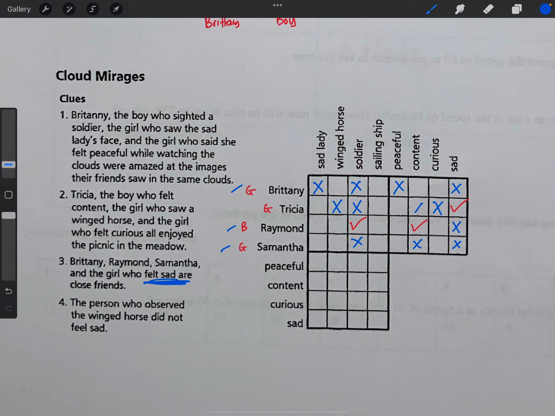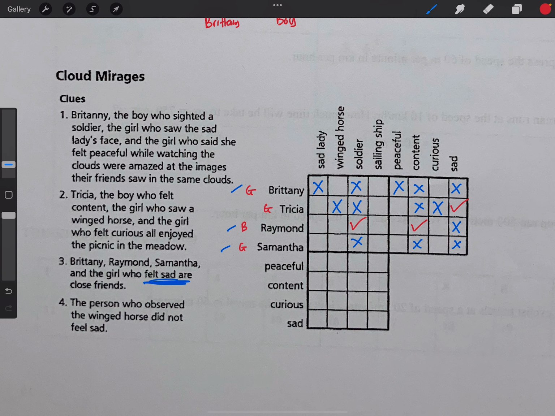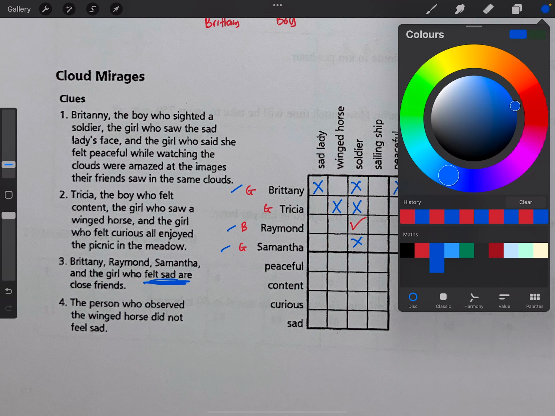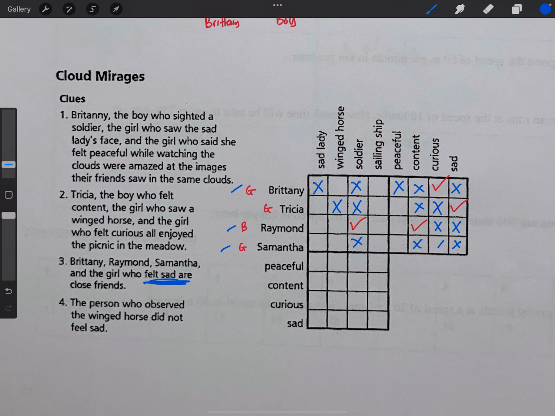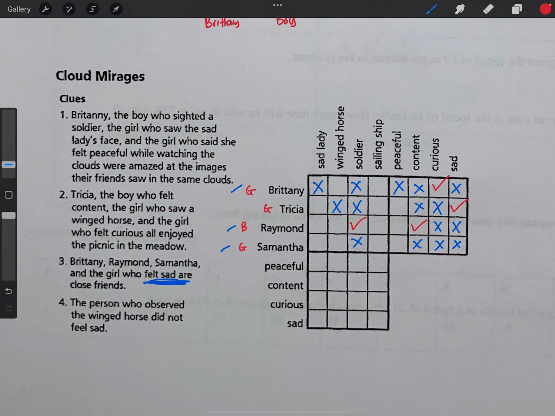Going to cross this one out. Alright, from here, because I've crossed out the people who can't, look at Raymond, he's the one that felt content, right? That means that Samantha can't be the one to feel content. Trisha and Brittany can't be the one to feel content. I'm just crossing it out. So that means the only one left is curious. That means Brittany was the one who's curious. And then we can cross out some more. Alright. And you can see from that, peaceful is going to be aligned with Samantha there. Alright.